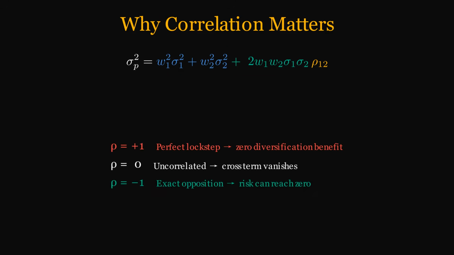Correlation runs from -1 to +1. When rho is +1, assets move in perfect lockstep, you get no diversification benefit whatsoever. When rho is 0, the cross-term vanishes and you get the maximum free diversification. When rho is -1, assets move in exact opposition, you can actually eliminate risk entirely with the right weights.